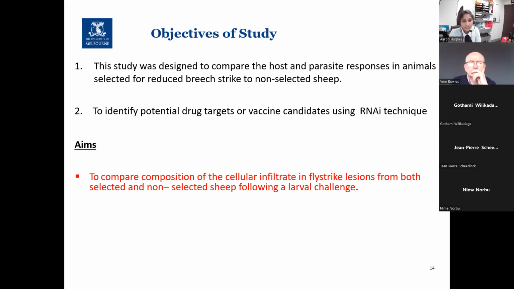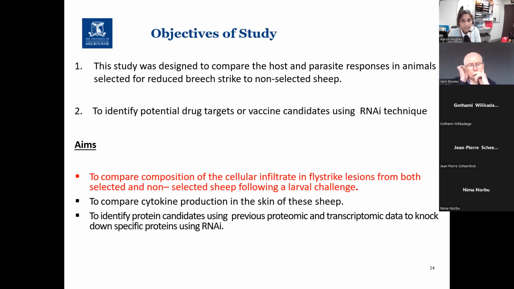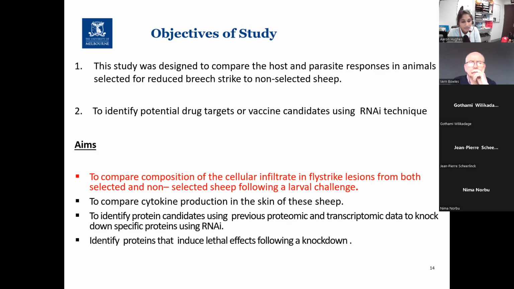So the aims that I have already completed will be highlighted in red color. And the second aim was to compare the cytokine production in the skin of these sheep. The third aim would be to identify the protein candidates using previous proteomic and transcriptomic data to knock down these protein molecules using RNAi technique. And the fourth aim would be to identify proteins that induce lethal effects once we knock down these proteins using RNAi.